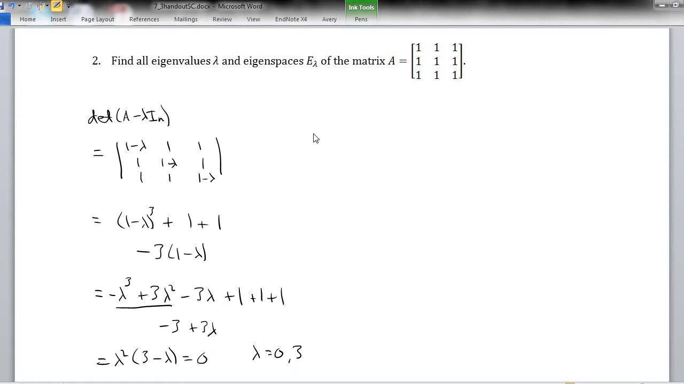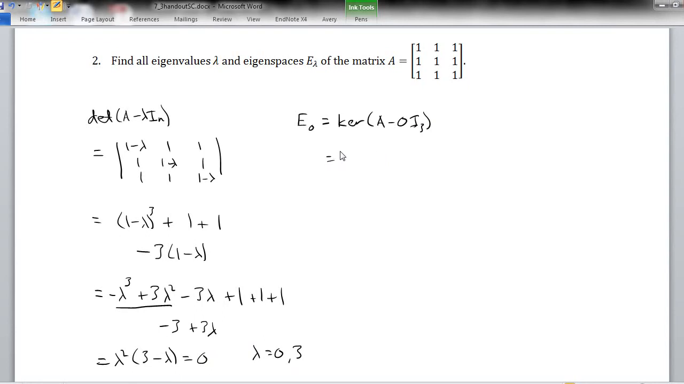So we have to find E0 and E3. Let's look at E0 first. And for some reason, horizontal lines left to disappear when I do this. I don't know why. So by our result above, E0 should be the kernel of A minus 0 times I, through IN, I3 in this case. That's just the kernel of A, right?